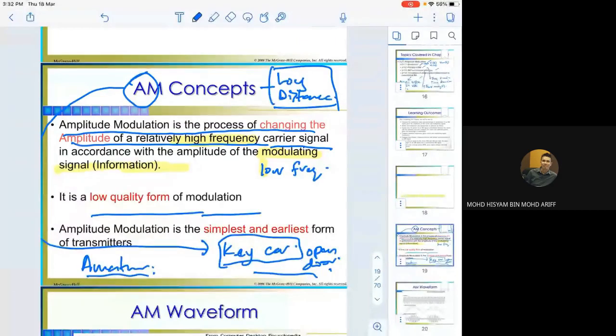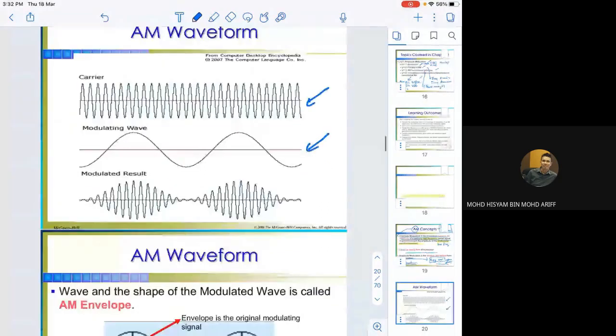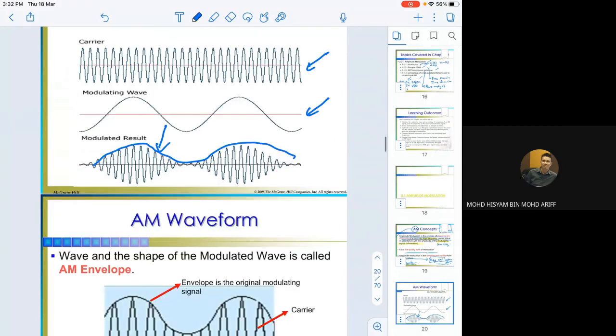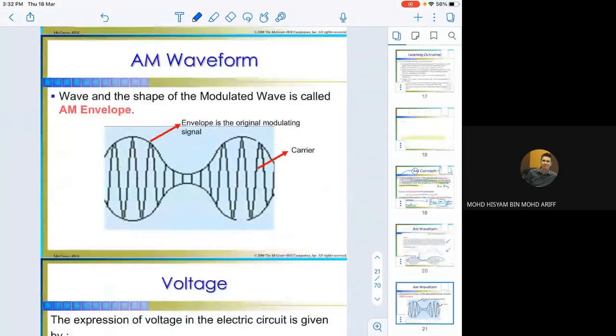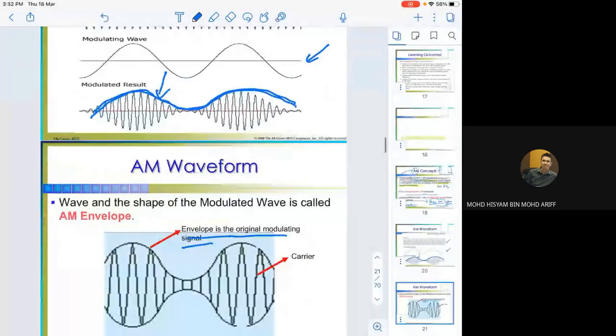Clear? Now, the AM waveform is like this. The carrier, as I mentioned before, is high frequency. The signal looks like this, low frequency looks like this. This is the modulated signal. That's why in the introduction of AM, the signal looks like this. The envelope is the original modulating signal, which is your information signal. Here is your carrier signal.